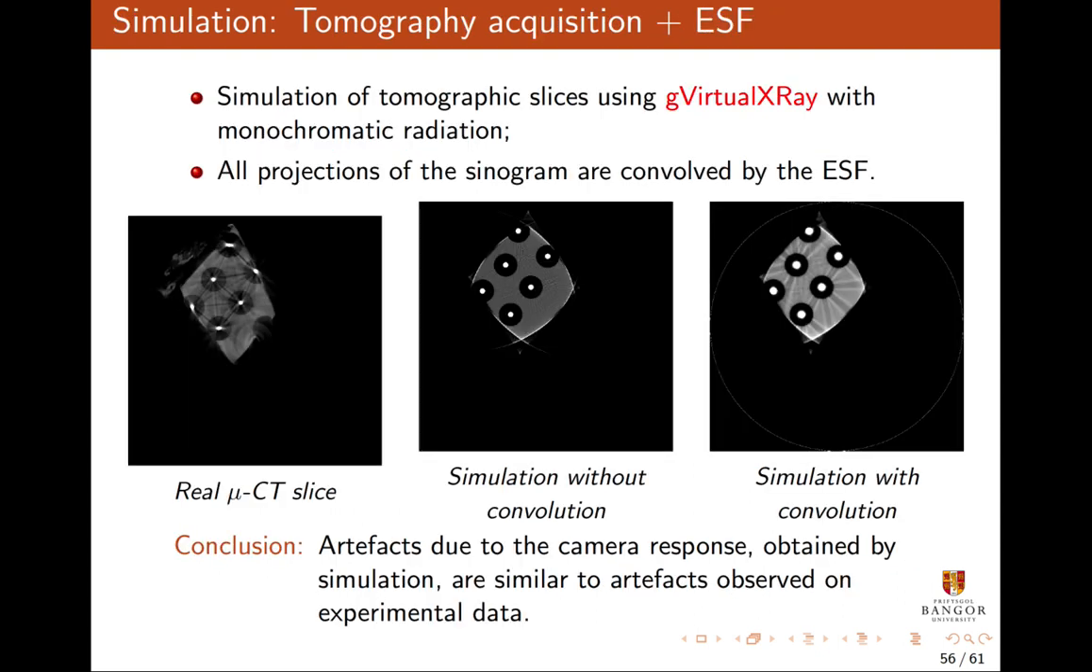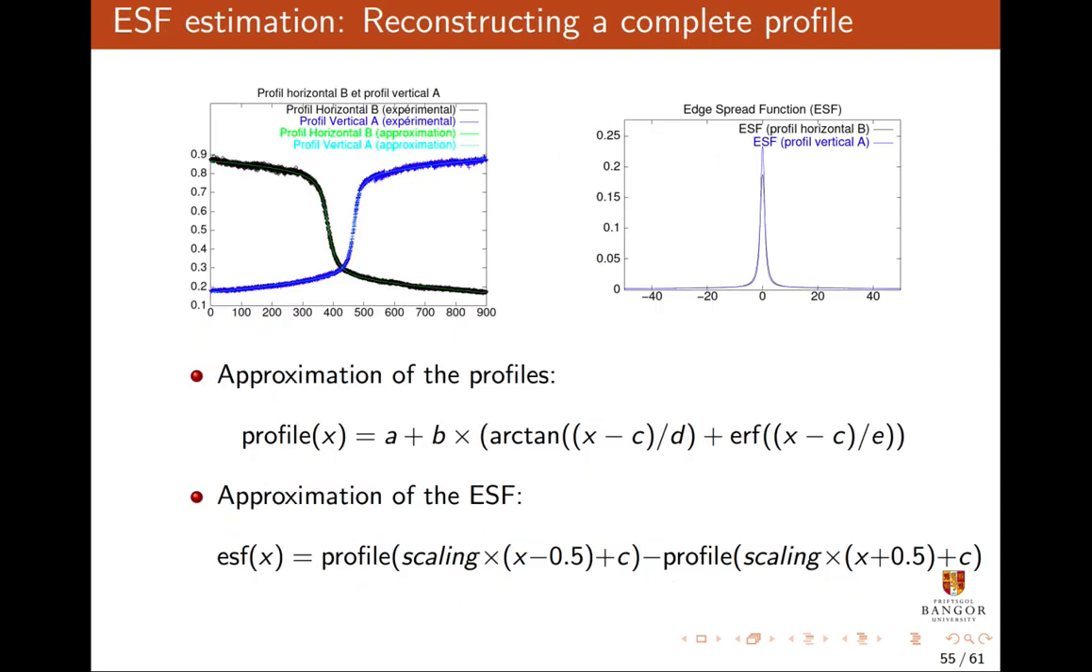So now we take the same data, do the projection, do a convolution of the projection with the ESF, and then do the reconstruction. So here is without convolution, with convolution. And you can see we start to see some streaks that we saw in the real image. So even if the camera is very good, the ESF is almost a Dirac, we can't discard it.